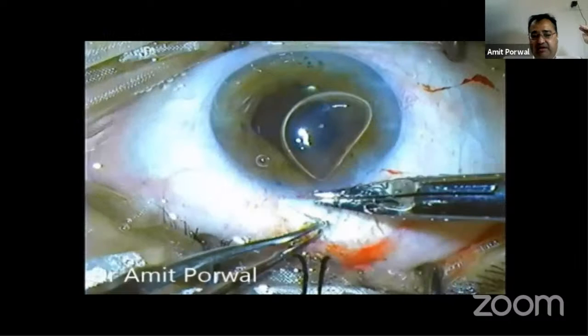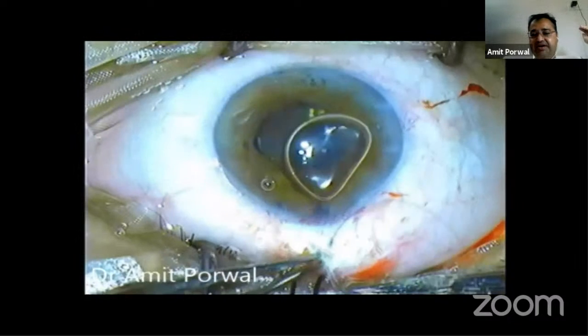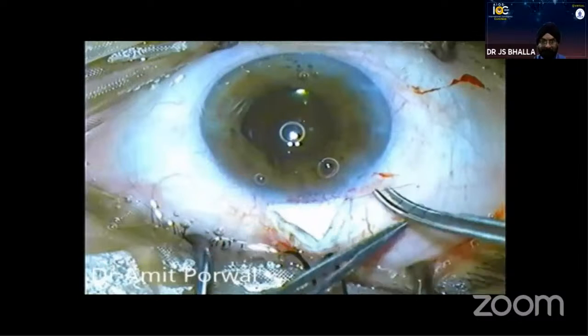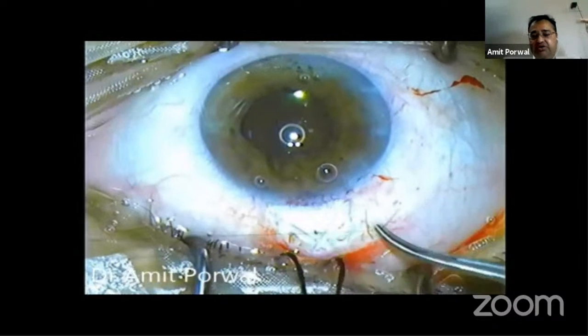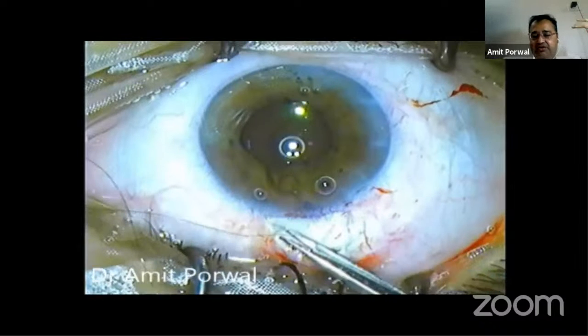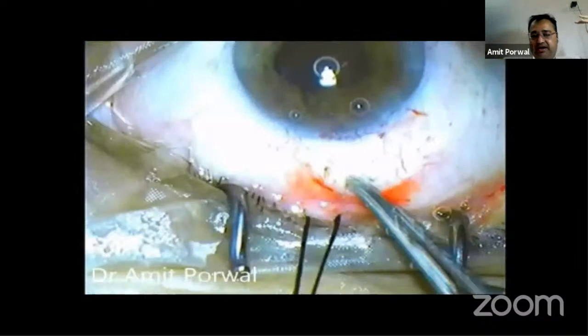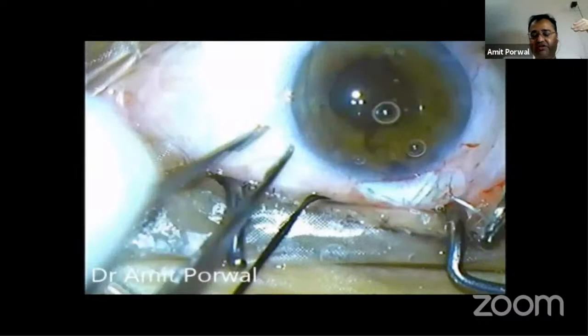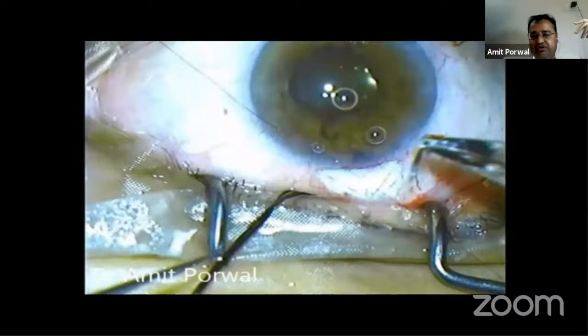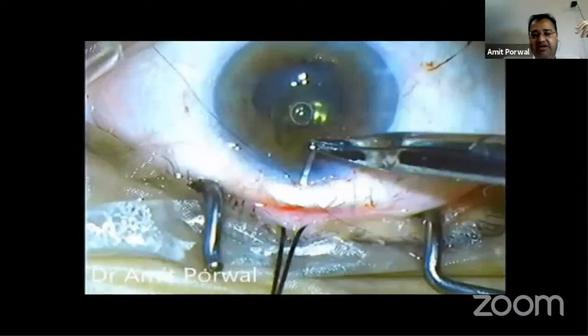Whenever I'm doing a phaco-trab, earlier I used to take one interrupted suture and two releasable sutures. But now I'm taking only one releasable suture. As you go on doing your surgeries, you refine your technique and see what works well in your hand, and based on that, you go ahead. This is one of the earlier videos. So I've taken one interrupted apical suture of 10-0 nylon. And now I'm putting a releasable suture.